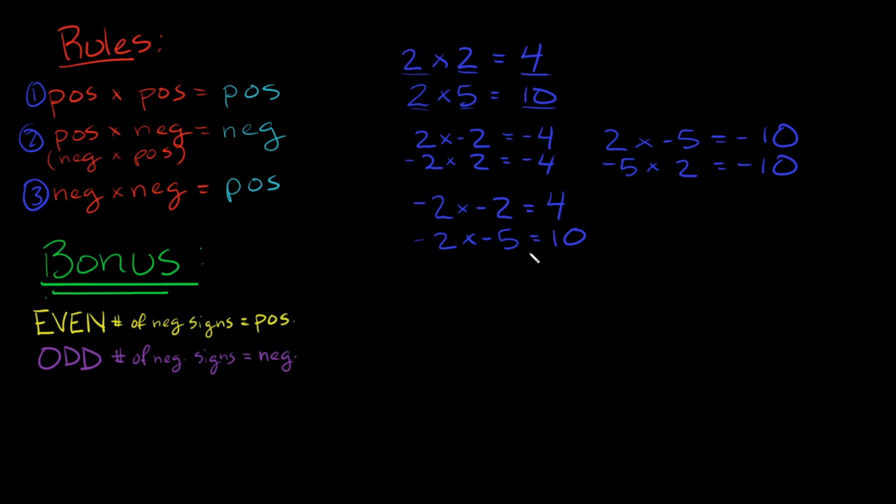So a rule that basically sums this up is: if you have an even number of negative signs, it's positive. If you have an odd number of negative signs, it's negative. For example, here we had one negative sign, there's just that one negative sign here, and just one here. So one negative sign, your answer is negative, because 1 is an odd number. Odd number, negative. Even number, positive.